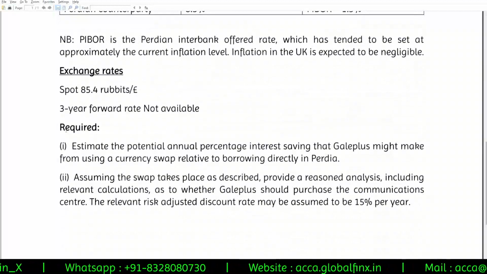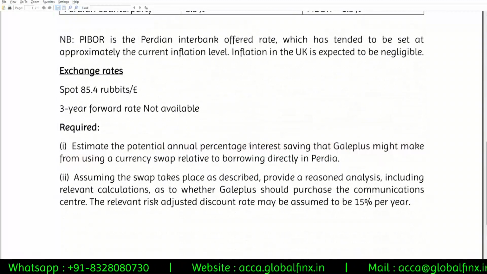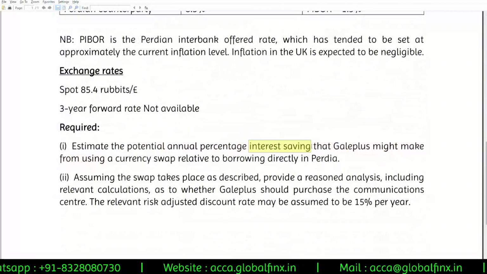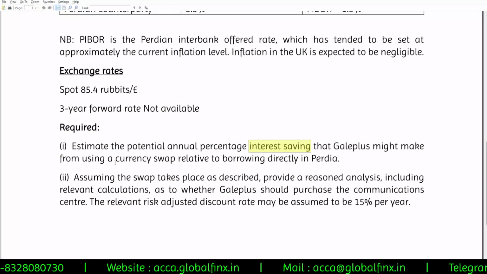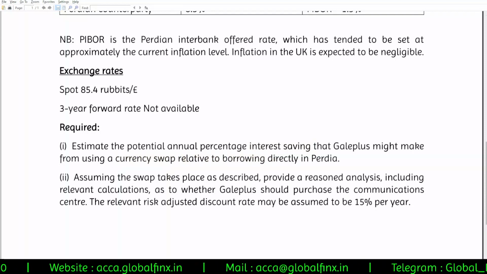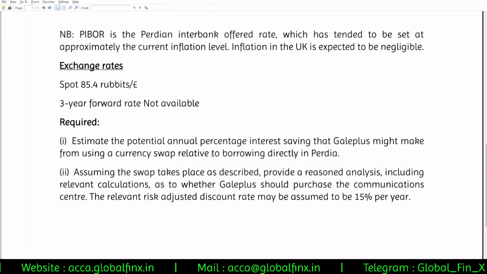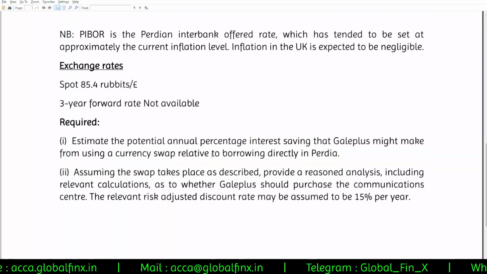So the requirement is: estimate the potential annual percentage interest saving. Okay, this is regarding an interest question. Interest saving that Galeplus might make from using a currency swap. So this is a currency swap related question, relative to borrowing directly in Perdia. Basically they're asking what is the savings that can be made in terms of a currency swap.